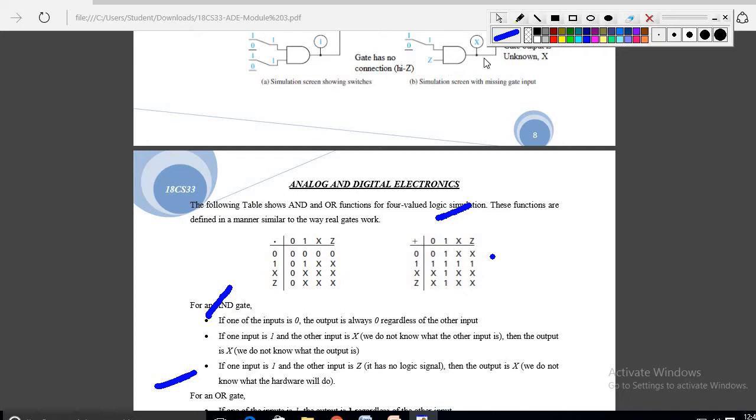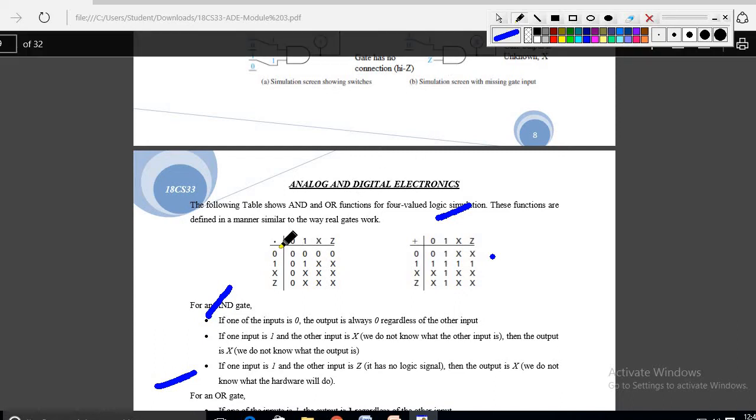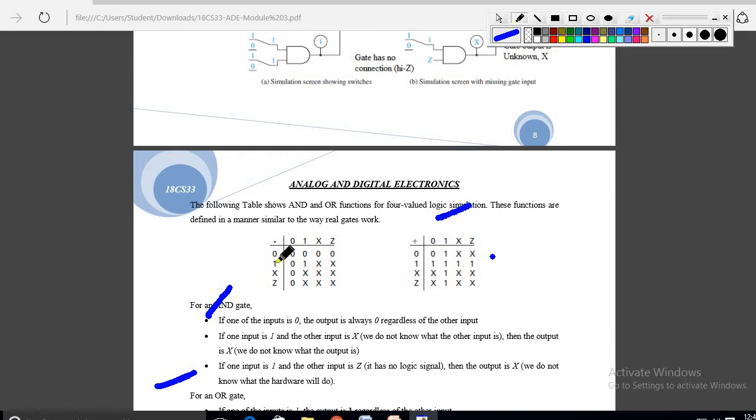In this case, if both are 0 the output is 0 for the AND gate, and 1 1 gives 1. If 0 1, it gives 0. 0 with X: X means we don't know the input. It might be 1 or 0, whatever it may be. In those cases, you should write the output as X, the unknown value. You have to write it in that fashion only. In this way, I have to write the truth table for this 4 value logic simulation.